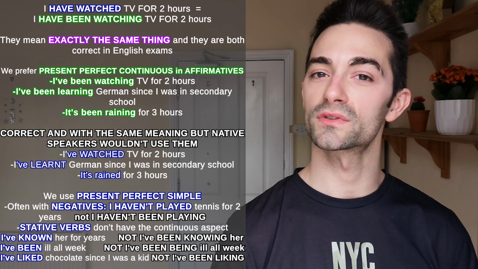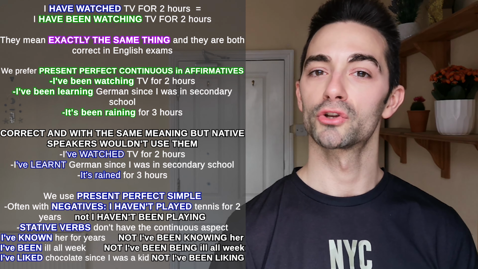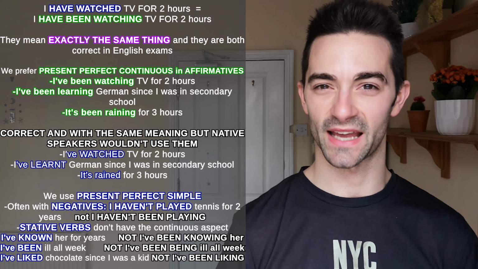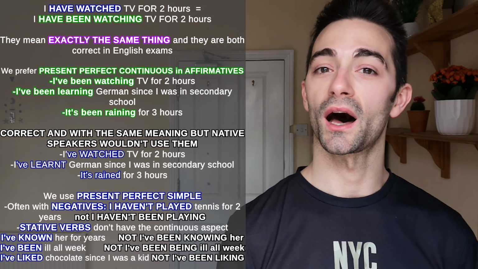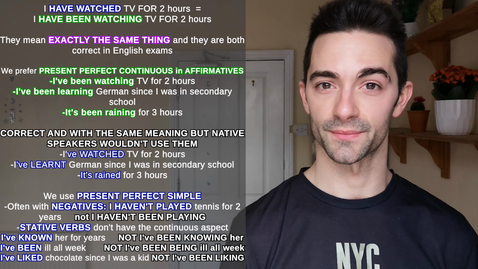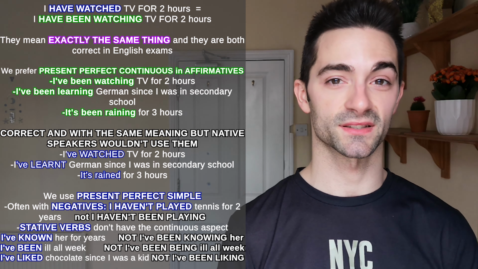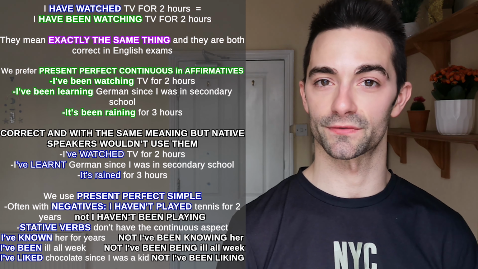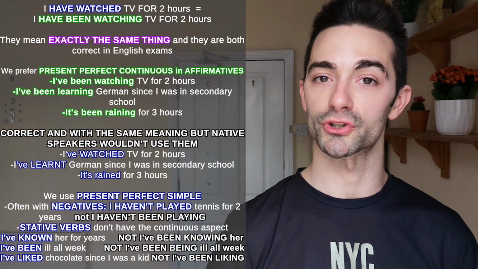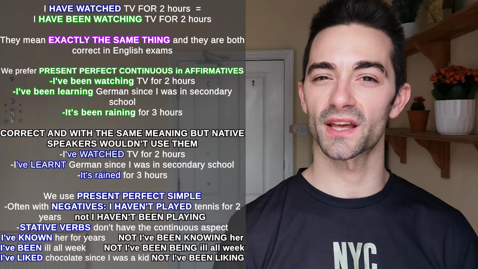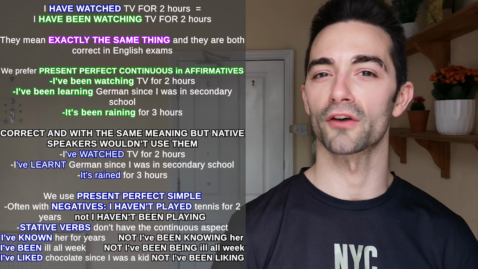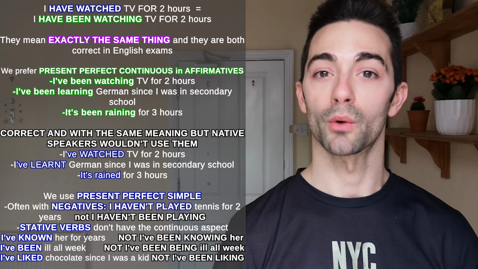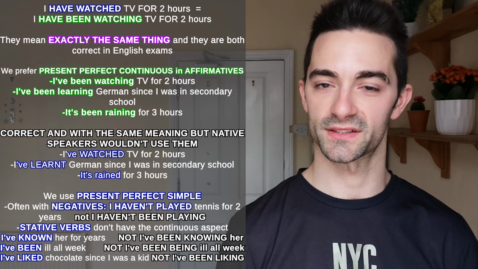On the other hand, we use the present perfect simple to talk about negatives. I wouldn't really say I haven't been playing tennis for 2 years. I would only say I haven't played tennis for 2 years. And we must use the present perfect simple with stative verbs, which are verbs that don't have the continuous form because they refer to emotions and states. I can't say I've been knowing her, or I've been being ill, or I've been liking chocolate. We must only use the present perfect simple.